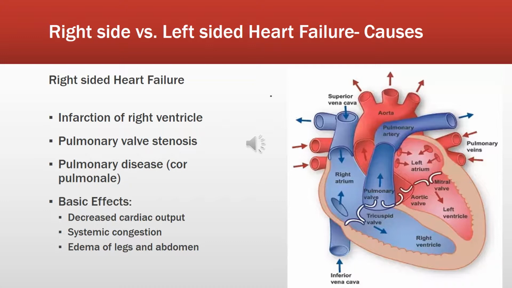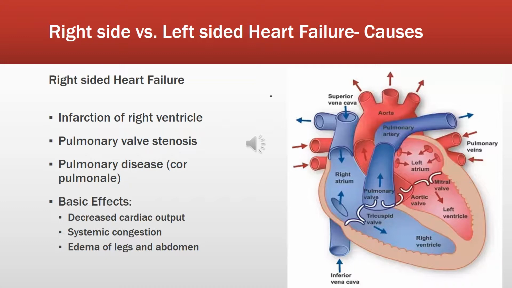So in right-sided heart failure, it could be caused by infarction of the right ventricle, pulmonary valve stenosis, pulmonary diseases, or cor pulmonale. And the basic effects of this are decreased cardiac output, systemic congestion, and edema of the legs and abdomen. So in right-sided heart failure, the right ventricle cannot maintain its output. So less blood proceeds to the left side and to the systemic circulation. That is termed the forward effect of CHF.